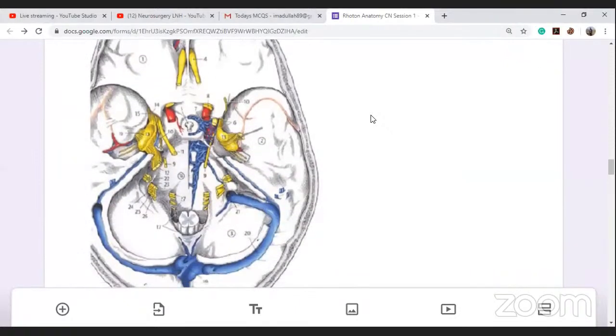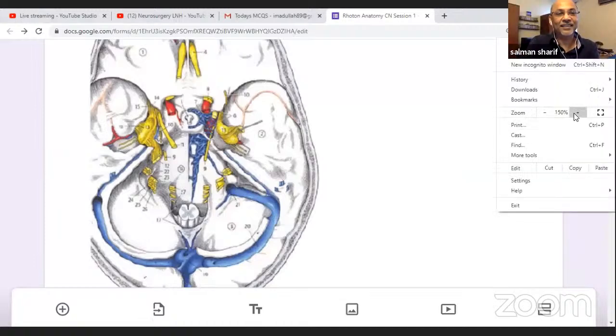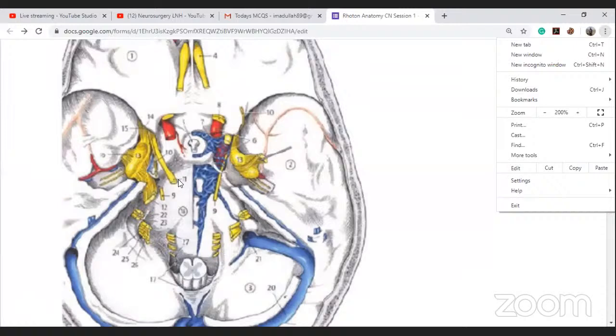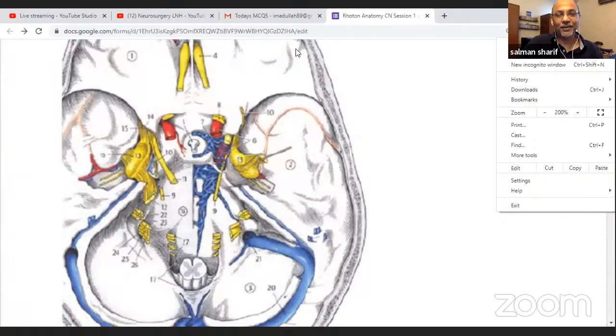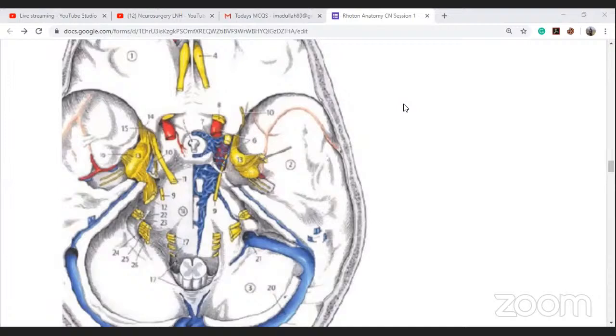Okay, so we are asking about number 11. This one. Can you enlarge that, please? Number 11. So any takers? Anybody wants to raise the hand and answer? Yeah, Rajesh Pati. So let's see what Rajesh has to say. That's oculomotor nerve, sir. Hello? Yes, I can hear you. Sir, that is oculomotor nerve, sir. Okay.